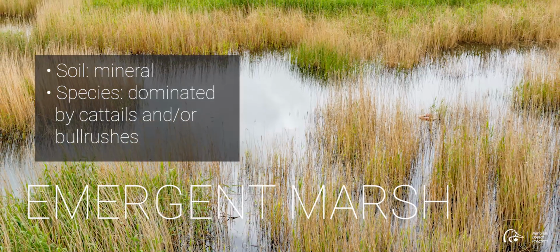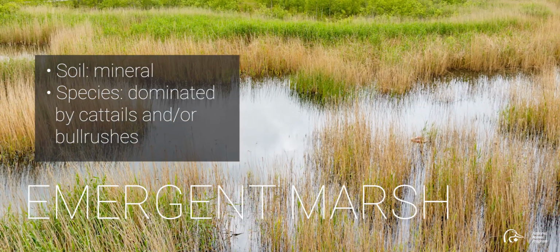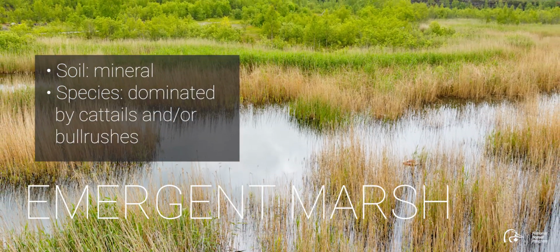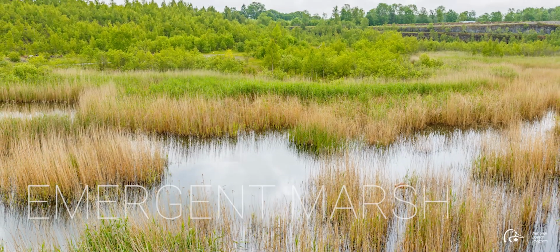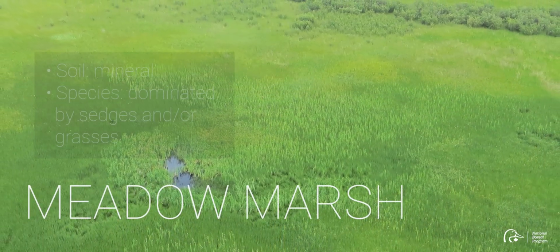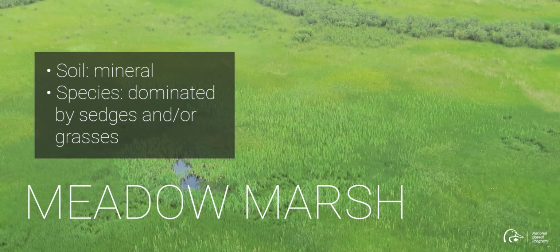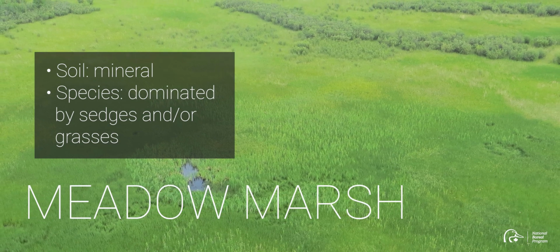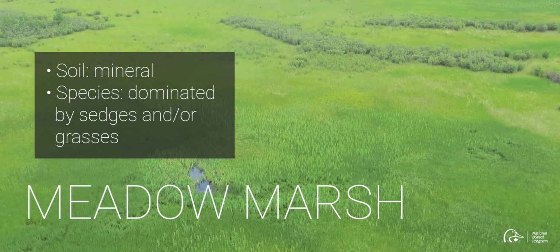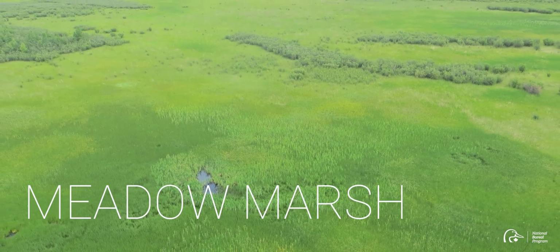Emergent marshes host the classic cattail and bulrush vegetation and are almost always in flooded conditions. Meadow marshes consist of other emergent vegetation, such as water-tolerant sedges and grasses. They are seasonally flooded and may dry out over the course of the growing season.